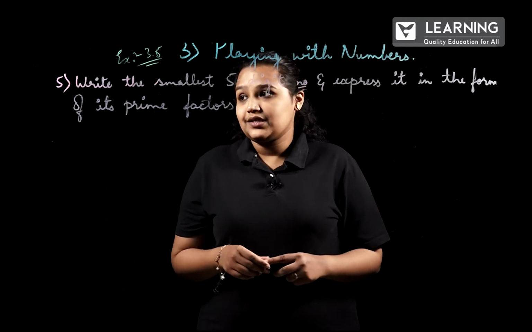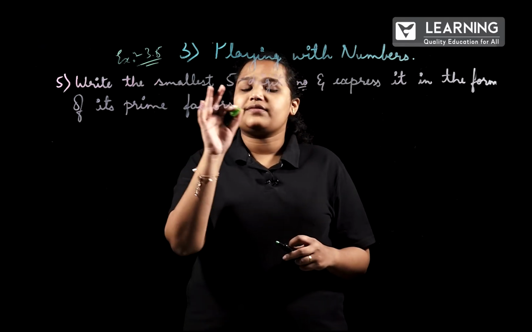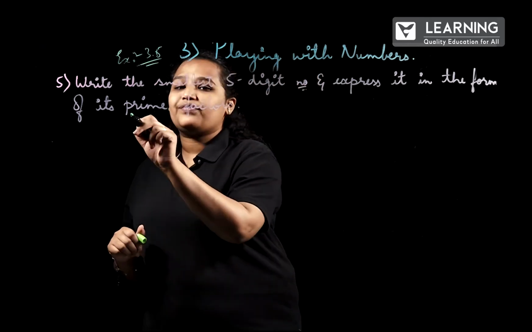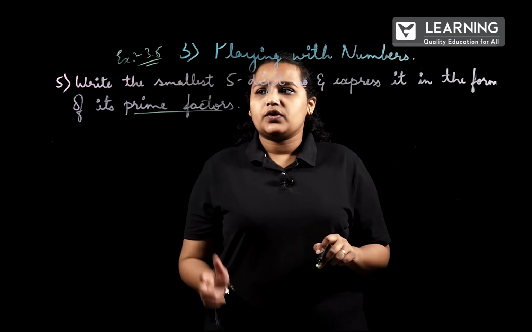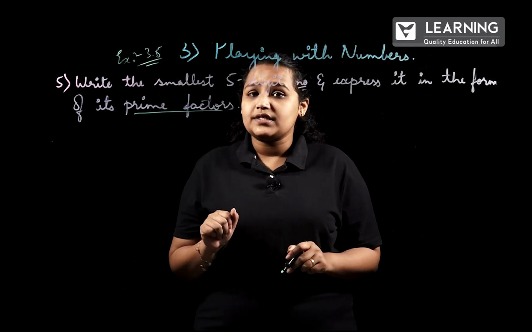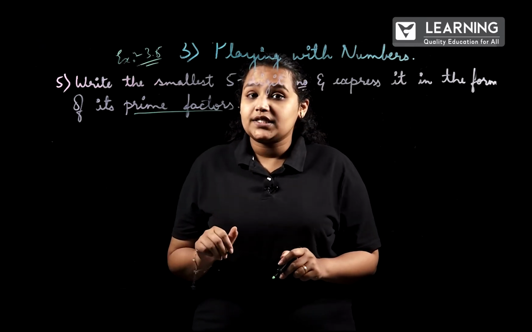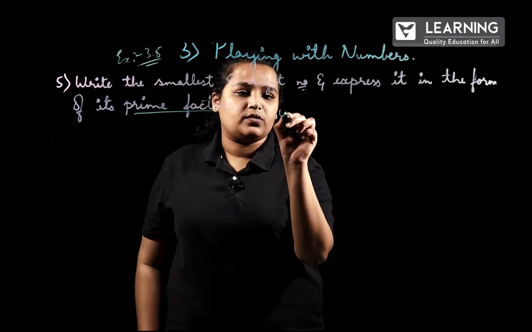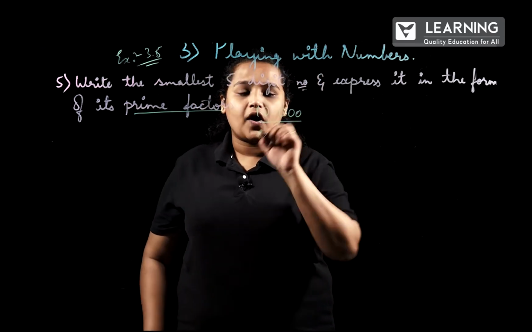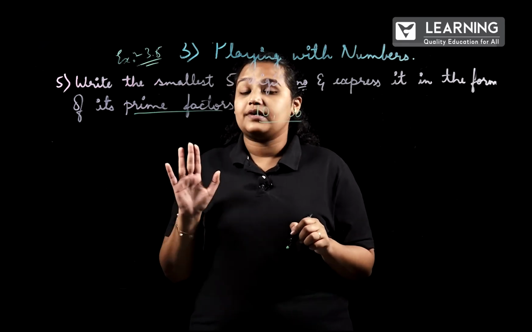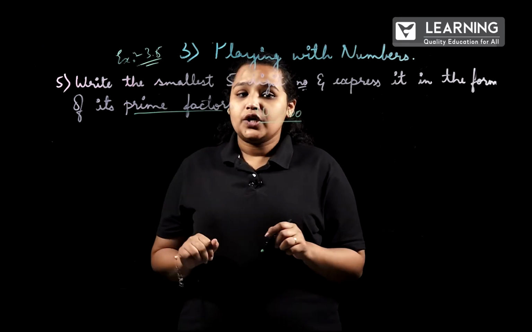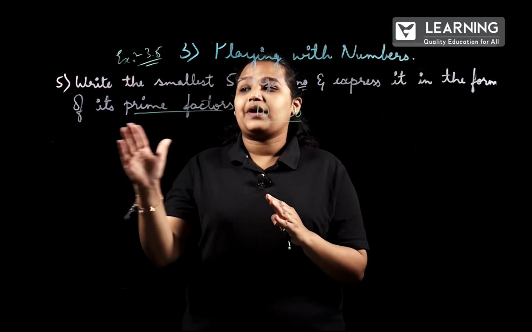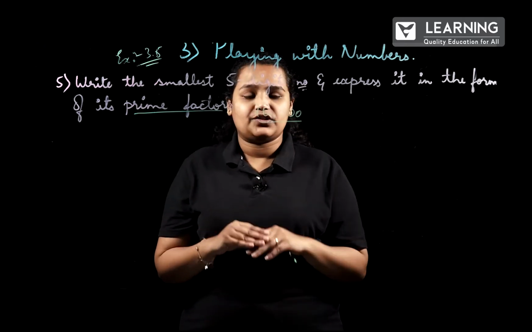So, the next question here is, write the smallest 5-digit number and express in the form of its prime factors. So, smallest 5-digit number is, think about it. Yes, it is 10,000. Smallest 5-digit number is 10,000. So, now we have to express this 10,000 in prime factors in the factor tree method.